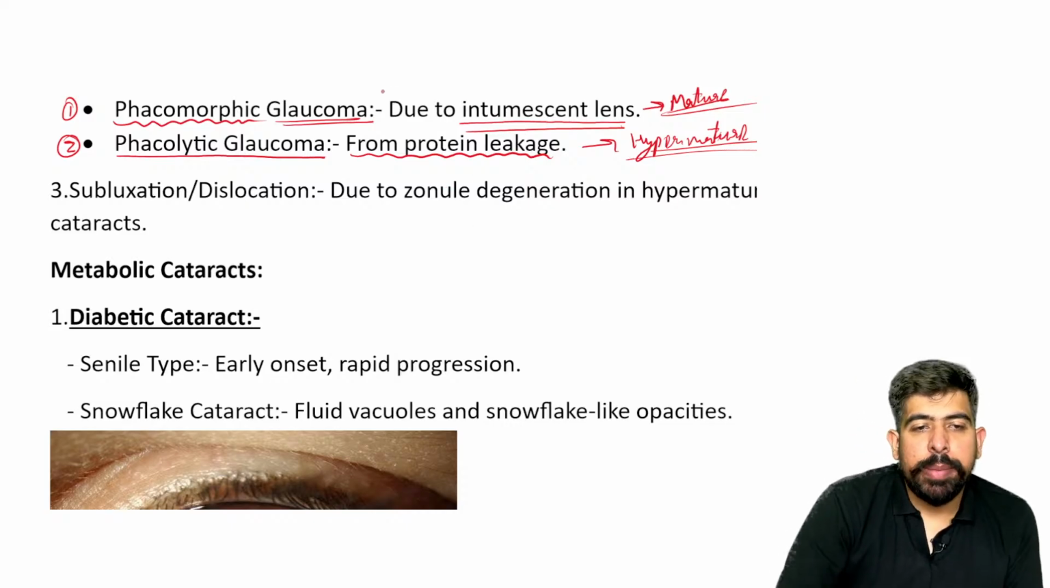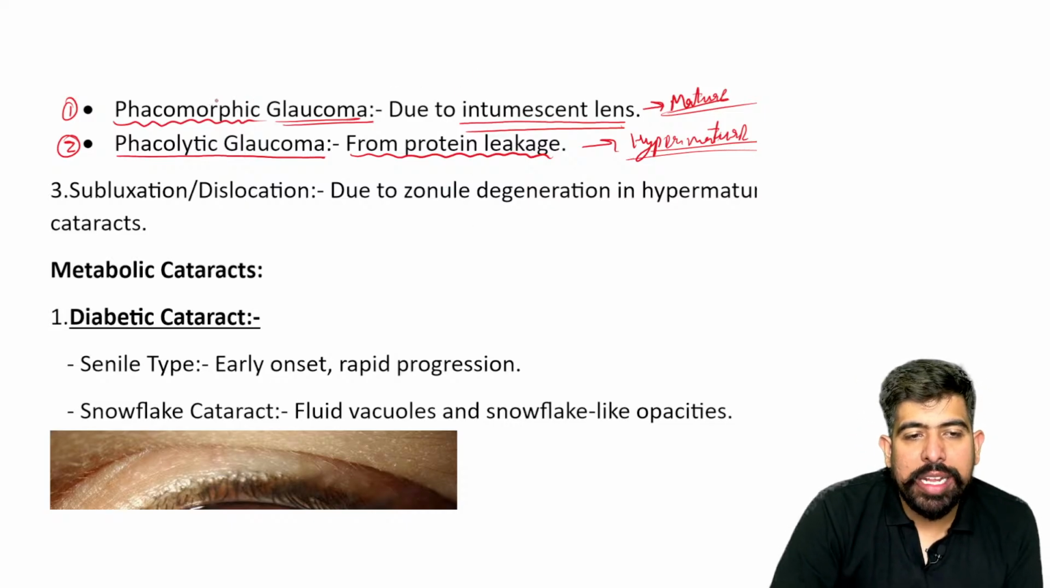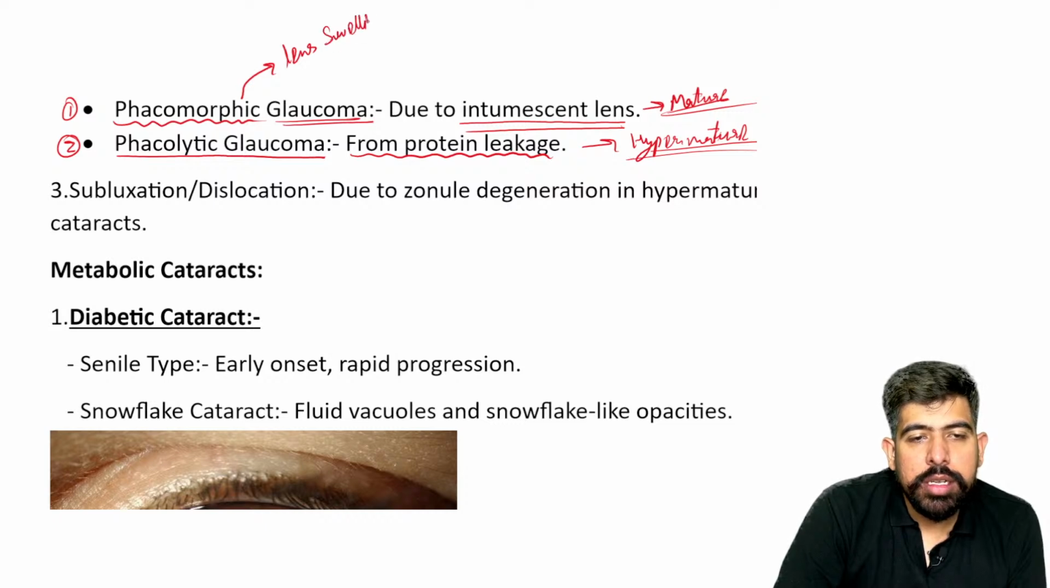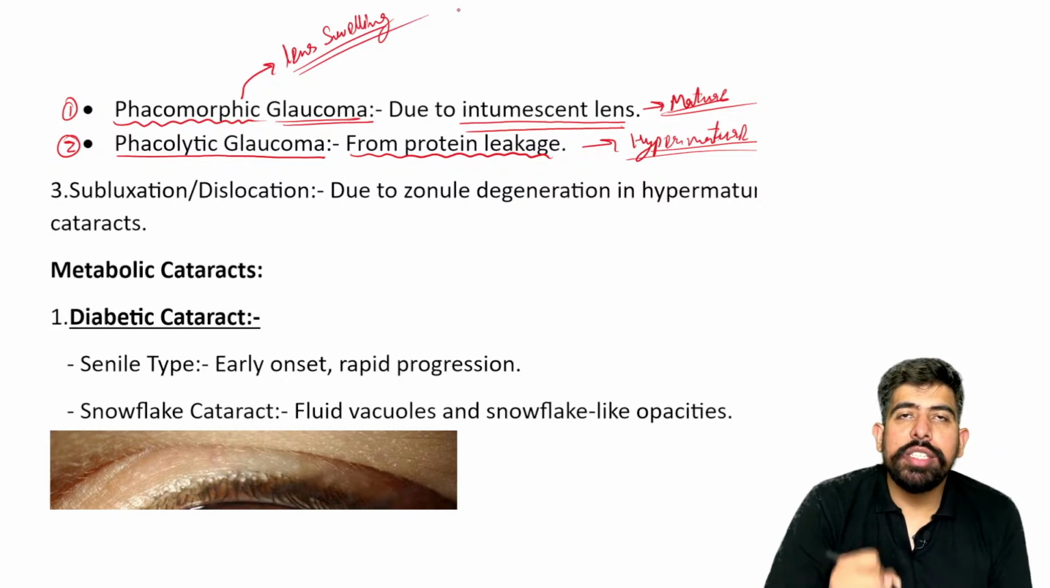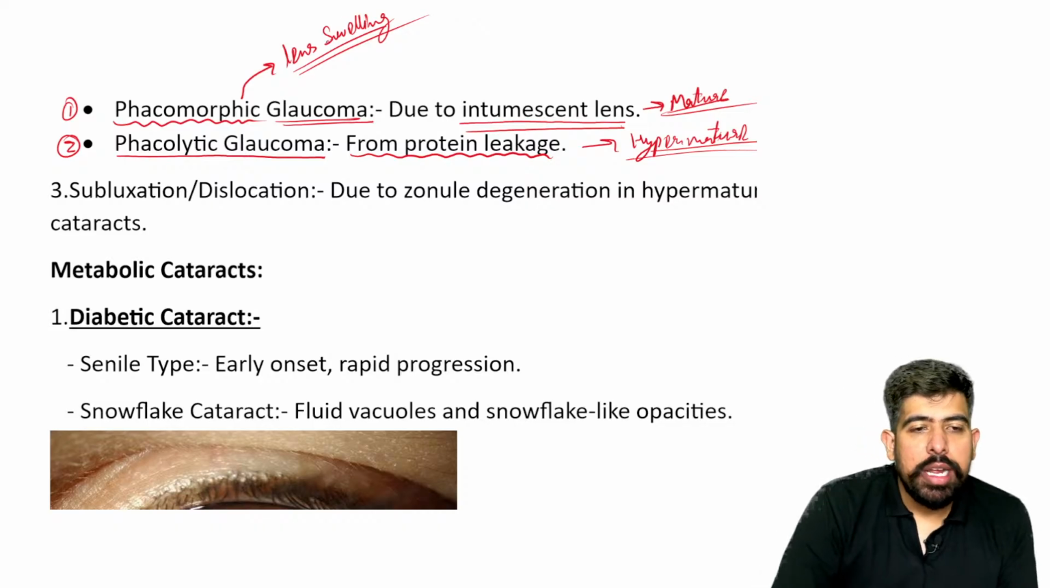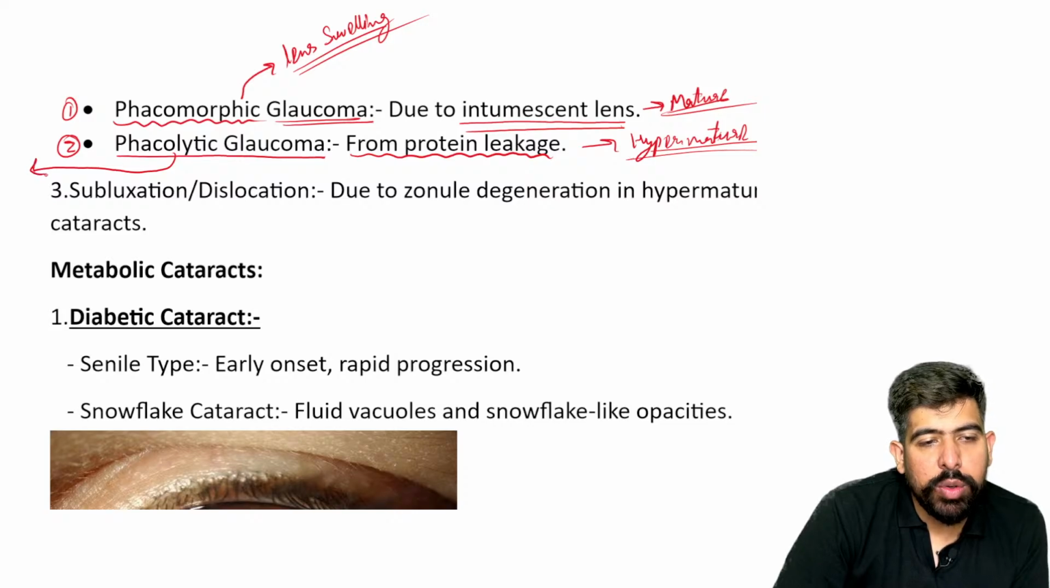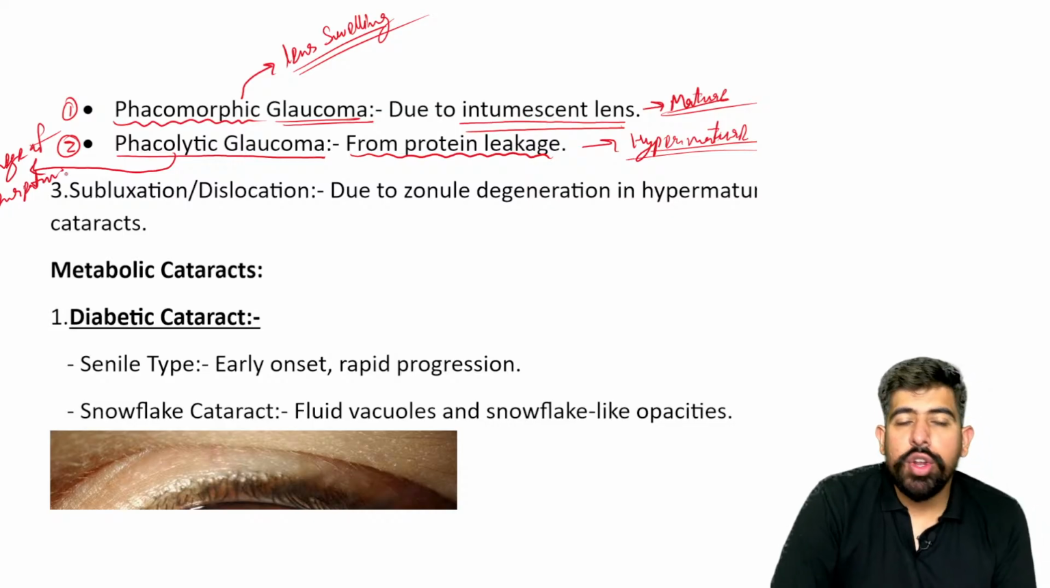And please remember, as this is phacomorphic, by the name, phaco means the lens, morphic means the morphology. So the lens will be getting swollen. And in this phacolytic, what is going to happen? There is the leakage of lens protein. We'll talk about it in the glaucoma.